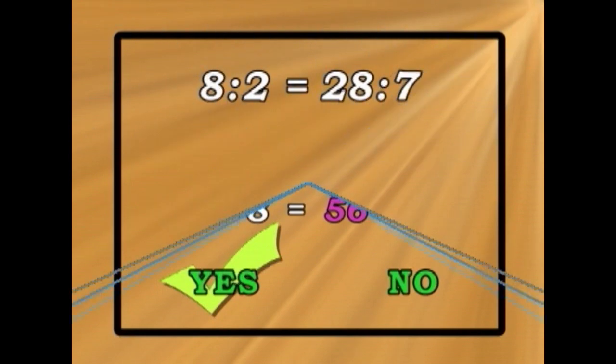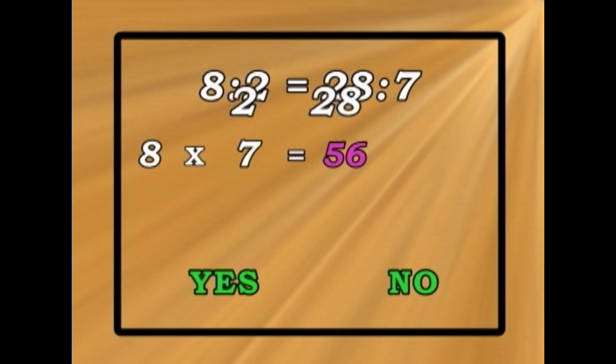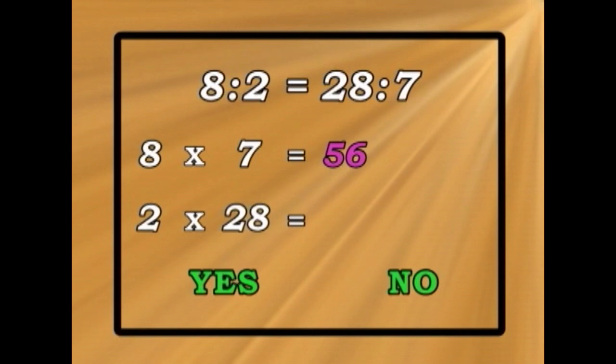Let's look at the fourth one. 8 to 2 equals 28 to 7. Let's multiply the extremes. 8 times 7 equals 56. Now let's multiply the means. 2 times 28 equals 56. So 8 times 7 equals 56, 2 times 28 equals 56. We have an equivalent ratio. So let's mark it yes.